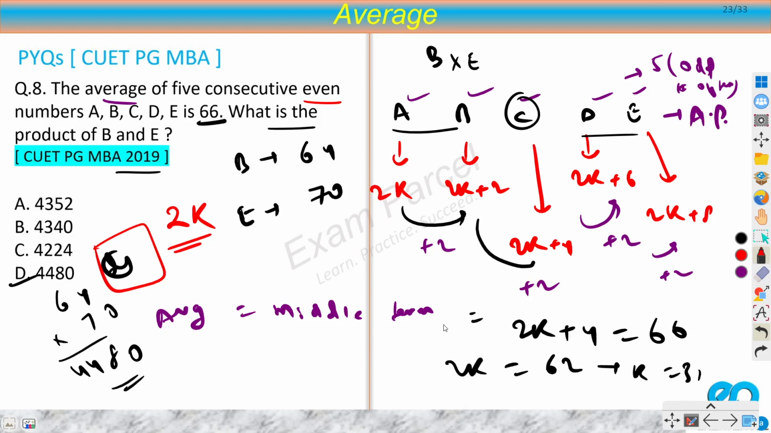So I hope this was clear to you. Again, we used the concept of AP with odd number of terms. And this is a very useful concept. I think there were 3 to 4 questions on this simple concept.